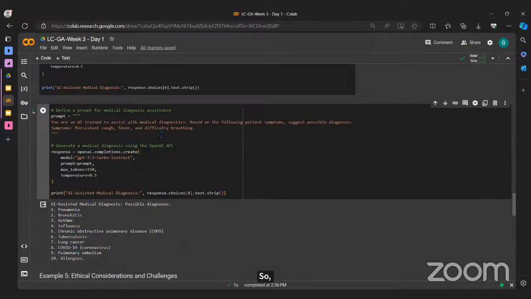If maybe you could be more specific, maybe add more stuff to this prompt, maybe it could narrow down the diagnosis to some specific ones. But yes, this is how AI can help in the medical industry, right? So it's just another application of AI.